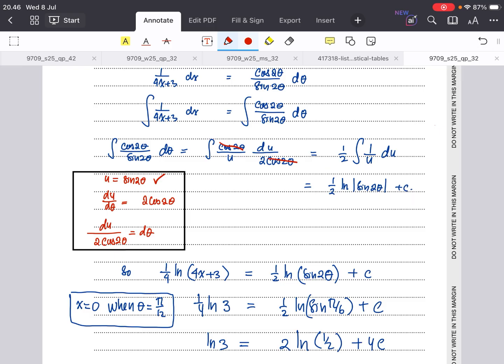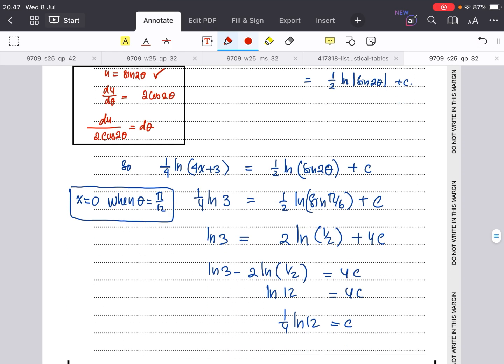And then in order to find the value of c, we use the condition given in the question that x equals 0 when theta equals pi over 12. So replace the x with 0, the left side becomes 1/4 ln 3, and then replace the theta with pi over 12. And finally, this is the process to find the value of c. The c is 1/4 ln 12.